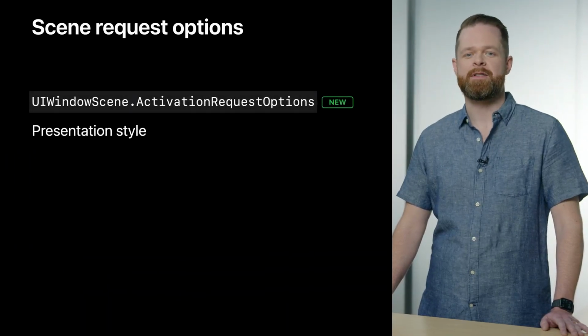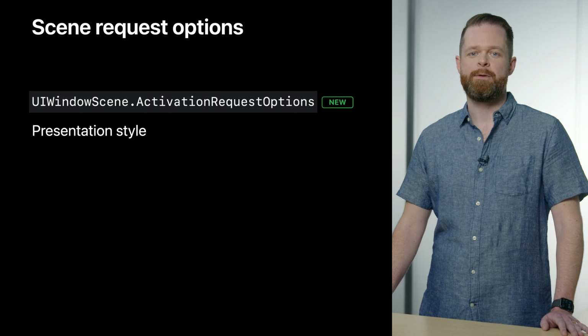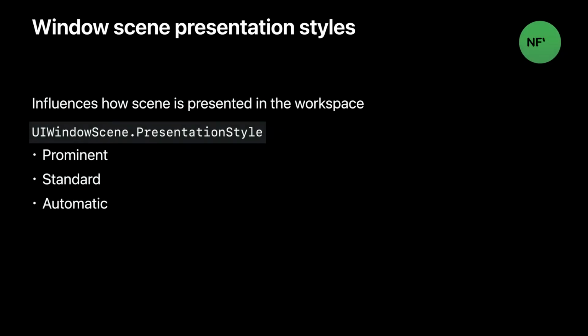When requesting a scene from the system, you can provide an options object for customizing the request. iPadOS 15 has a new options subclass specifically for window scenes. Using this subclass allows you to specify a presentation style. Window scene presentation styles influence how the scene is presented relative to other scenes in the workspace. There are three possible values: prominent, standard, and automatic.